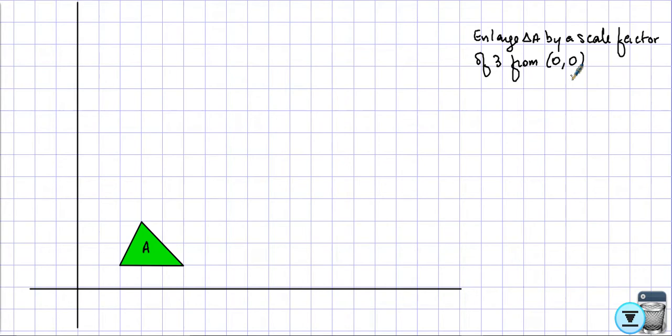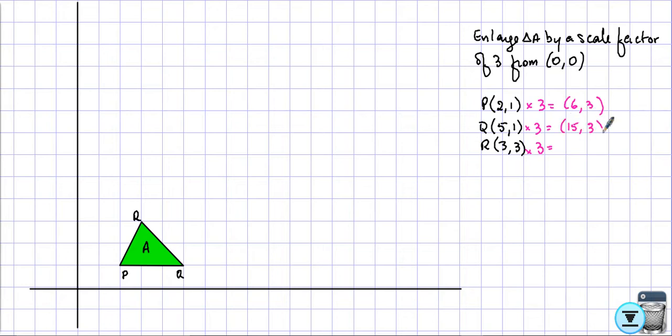Let's remind ourselves a little bit. Triangle A has vertex coordinates. I'm going to call them PQR. P is the coordinate 2, 1. Q is the coordinate 5, 1, and R is the coordinate 3, 3. I need to enlarge from the origin, so I need to multiply each coordinate by the scale factor of enlargement. Multiplying each one by 3, I will get 6, 3. I will get 15, 3, and I will get 9, 9.